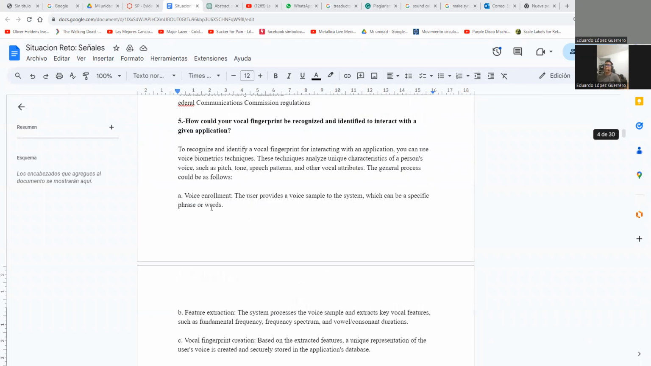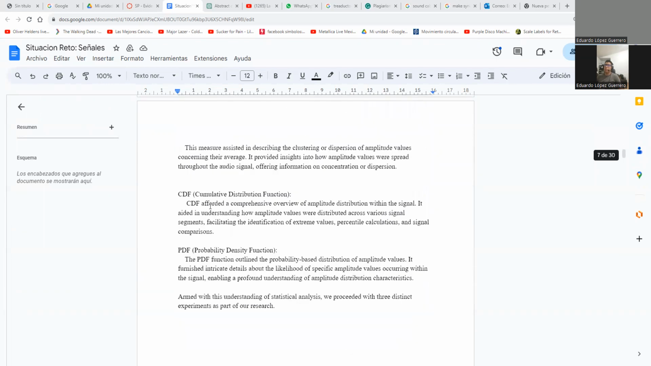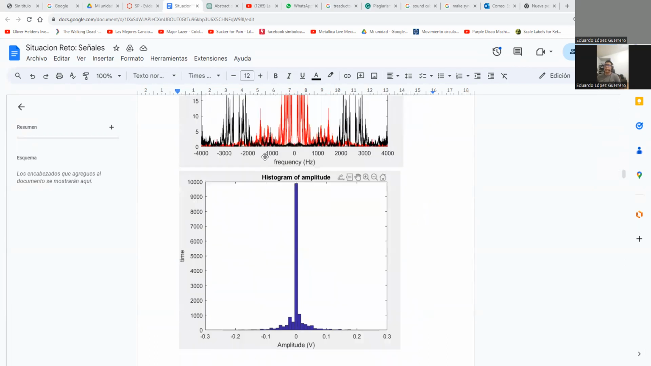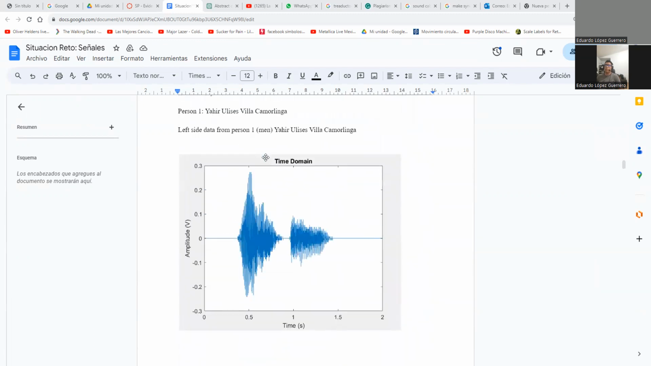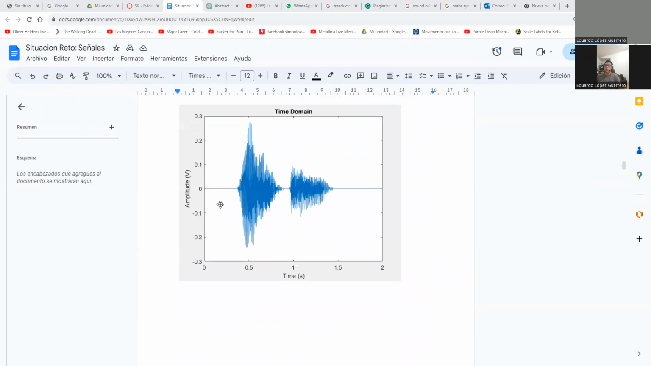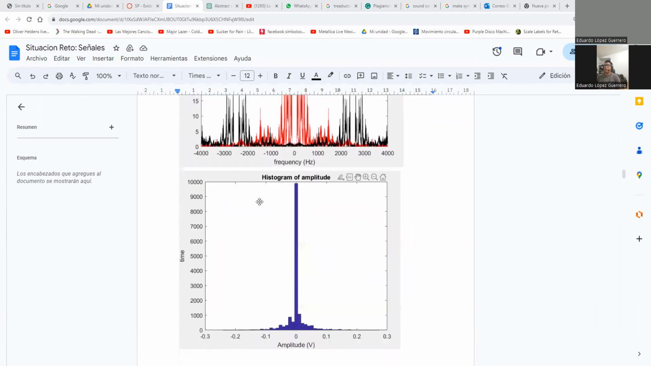And basically, in the first experiment, what we did was record the voice of a person so that we can analyze the voice signal in terms of frequency, in the domain of frequency, and also in the domain of time. As we can see here, the voice we recorded is in the domain of time, and here in the domain of frequency we have the different frequencies that the signal has.